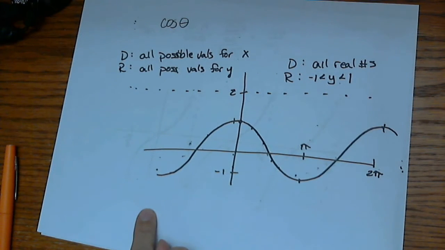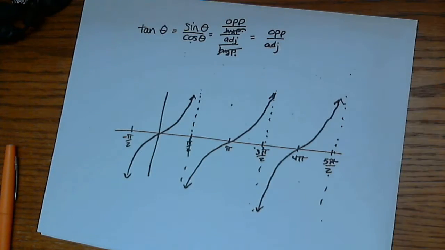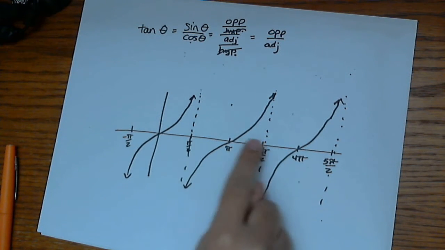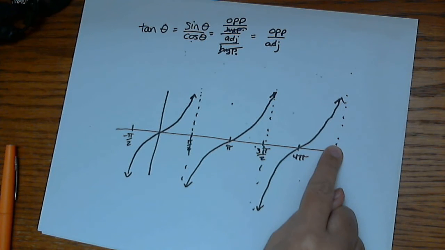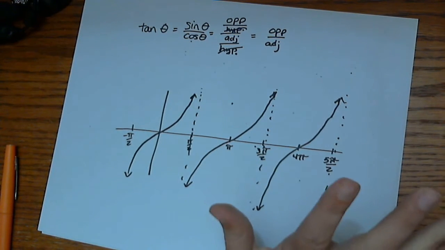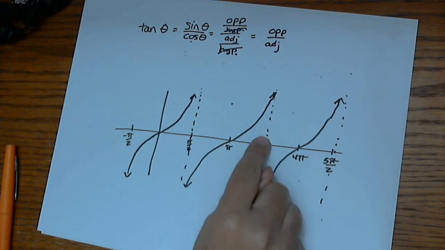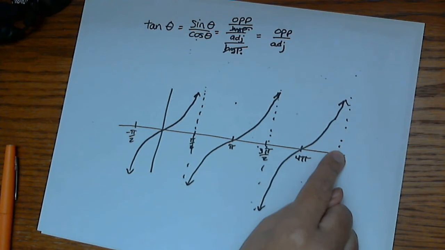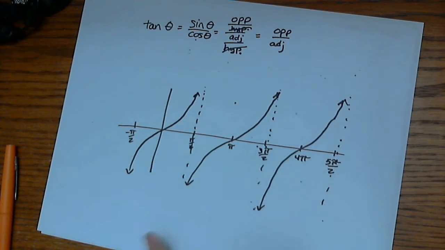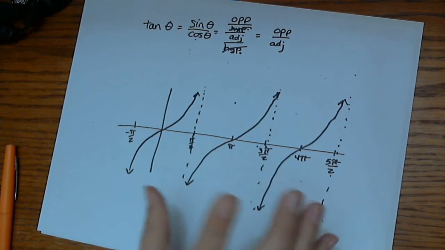Okay. What about for tangent? If we look at tangent, are there places where the domain doesn't have a value, or the places that get us outside of our function? Well, we know that we have these asymptotes, and everywhere we have an asymptote, that's not going to be part of the domain, because these are impossible values for x. So those impossible values for x give us the places where the domain does not exist.